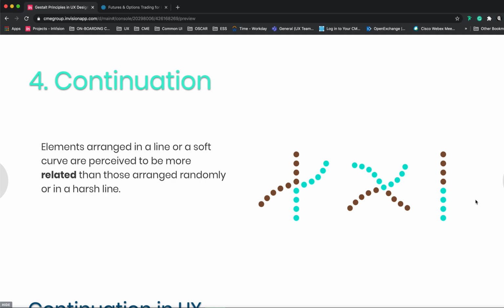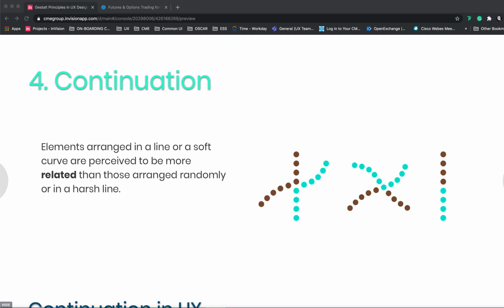Next, we have continuation. So for this one, elements arranged in a line or a soft curve are perceived to be more related than those arranged randomly or in a harsh line, right? So the continuation principle is guided to move from one object to another. So we speak about the law of continuity when we perceive things to be arranged in lines or curves.